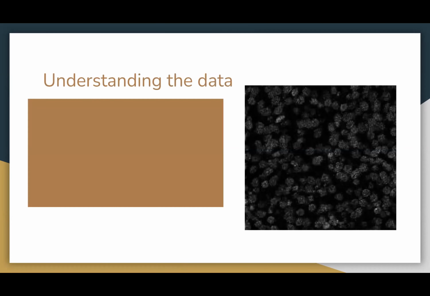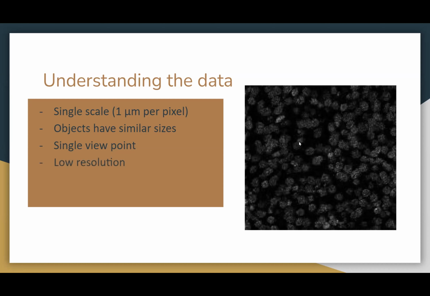To understand the data set a bit more, it is a single scale image, 1 micrometer per pixel. All these objects have a similar size, as you can see from the image clearly. It is a single point of view as if you're viewing it from a microscope. And it is very low resolution, as again, you can probably see. And once again, our objective is to segment the data.